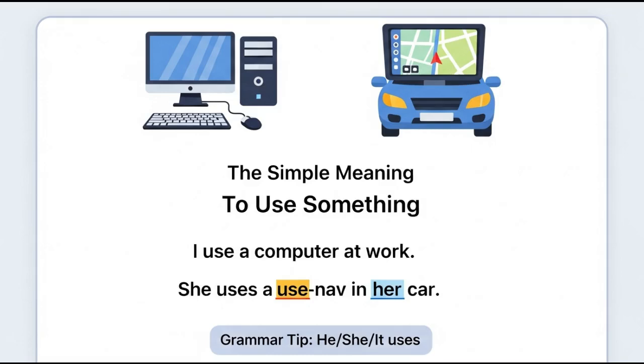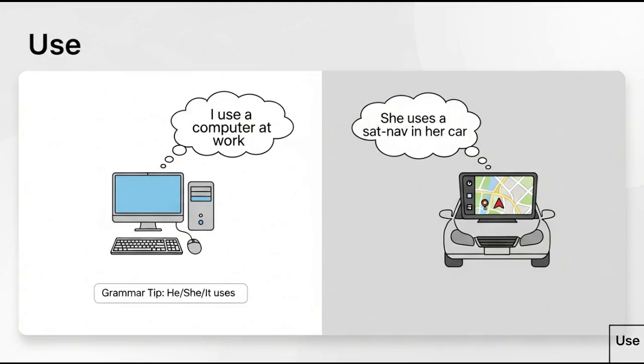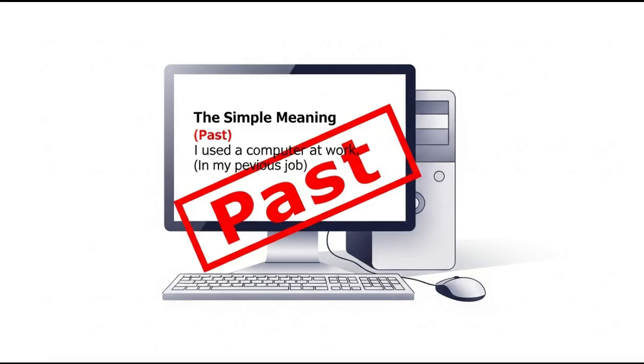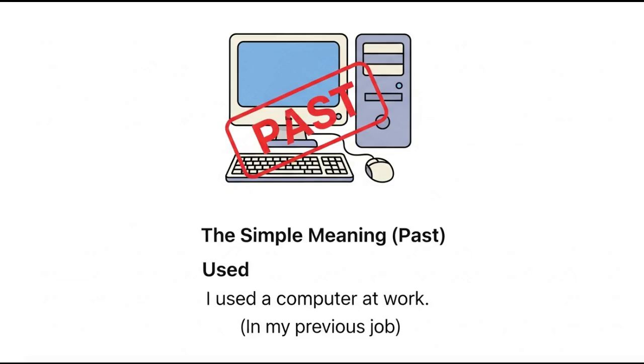Okay, and then just the past tense. If in the past I had a job where I used a computer at work, we could change that to past tense if we want to and say, I used to use a computer at work. Just the same. Okay, so that's just the simple way of using use. So let's have a look at some more complicated ways of using this word.